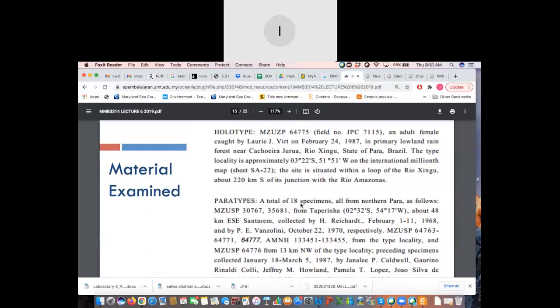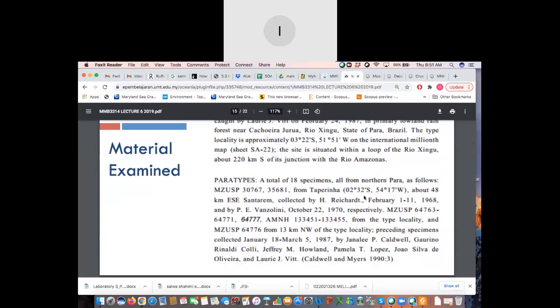In this case, it explains that it's a total of 18 specimens from the northern part, and it gives the registration number. So paratypes will have their own registration numbers. Most of the information will be very similar to that of the holotype, where you will have the coordinates, the location, what year it was found, and who the collector was. But if you notice here, because there are different registration numbers, it's because the paratypes are distributed differently.